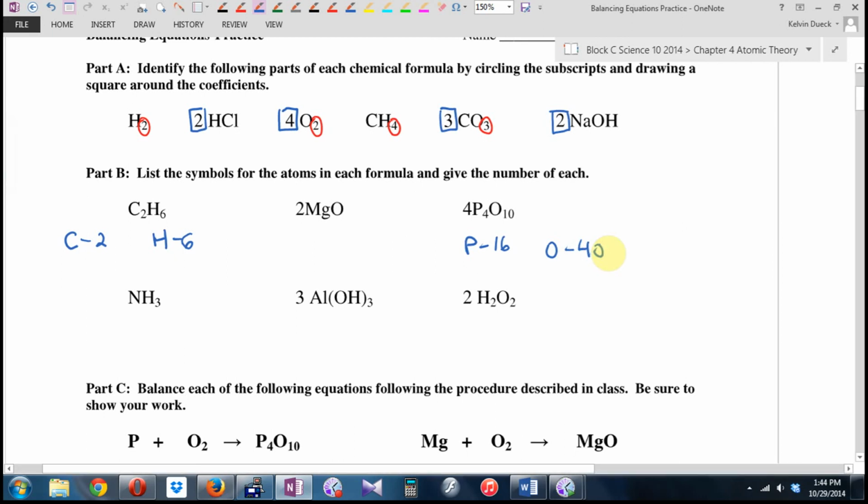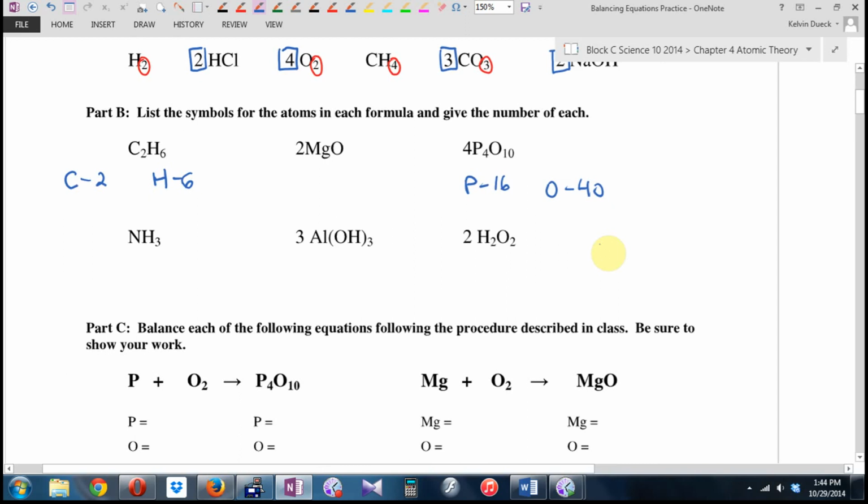It gets a little trickier when there's coefficients, subscripts, and brackets. So let's do the middle in the second row, this Al(OH)3. Aluminum, and OH is hydroxide, if I recall. That's a polyatomic ion. So I have an Al, I have an O, I have an H. How many Al's are there? 3.